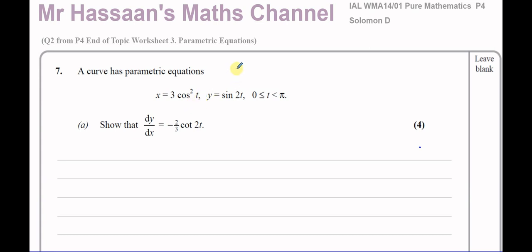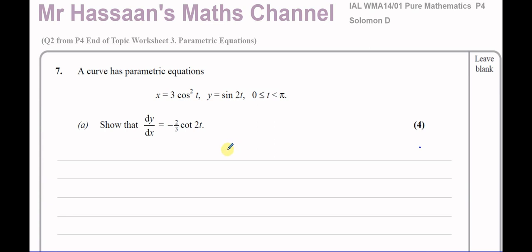This is a question from one of my end of topic worksheets that a student has asked me to answer. This is from the P4 syllabus, from the old Solomon D papers. This is Solomon paper D, question number 7, and question 2 for my end of topic worksheet on parametric equations, which is related to chapter 3 and also chapter 5 on differentiation. It's related to both of those chapters in P4.